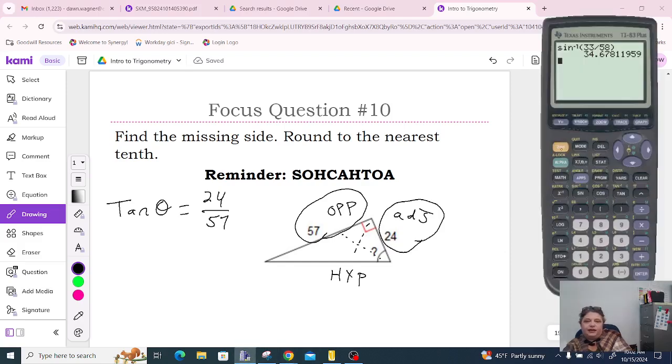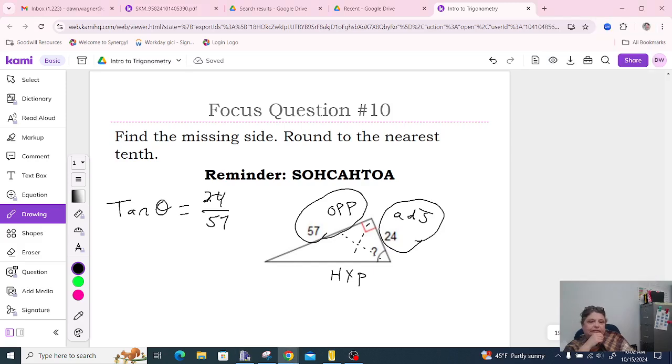So you go second, tangent, 24 divided by 57. About 23 degrees, yep. It should be 57. Opposite over a, oh, I did this backwards, didn't I? Ooh, it's 57 over 24. Yeah, it should have been opposite over adjacent.